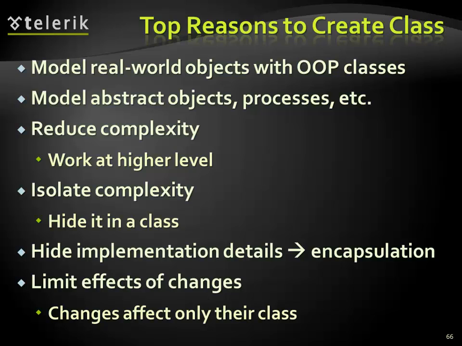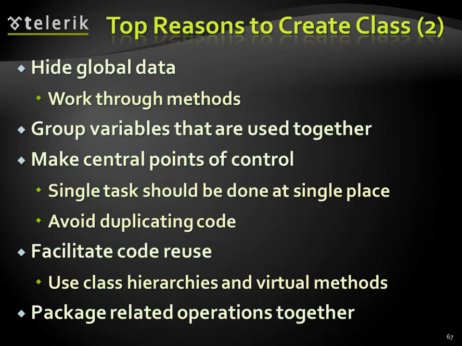Other reasons to create a class are to hide the global data that a class has, like some data that is specific to the class, to be only accessible through methods or through properties in a way that it cannot be modified, for example, by external callers, but they could still have access to this data. And if something changes in the way this data is calculated, they still have access to the result of the calculation, which is the data itself. Also, having a class allows us to group related variables together so they can be used from within the same area, and it gives us central points of control, like a single task is performed at a single place.